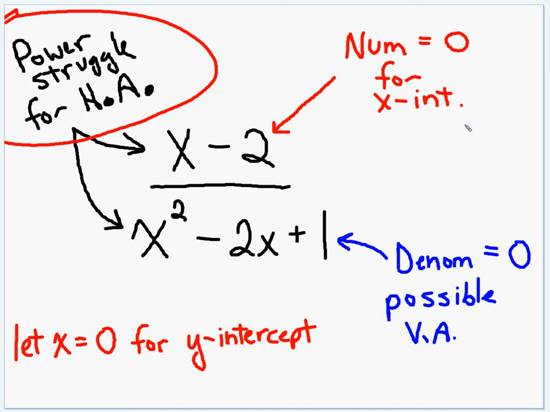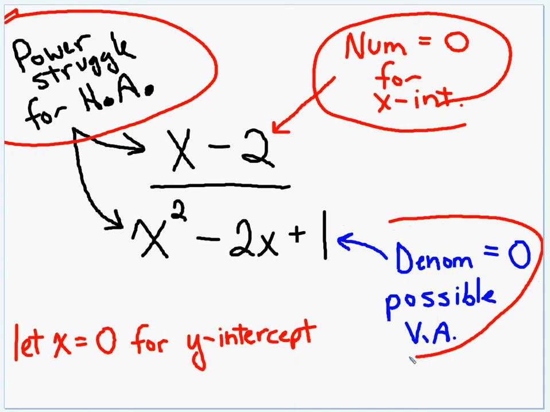To find x-intercepts, set the numerator equal to 0. Denominator equal to 0 will be the possible vertical asymptotes. Don't forget to factor and cancel first. And if you let 0 in for all the x's, you'll find your y-intercept. Just a quick way to find a few of these key points of our graphs.